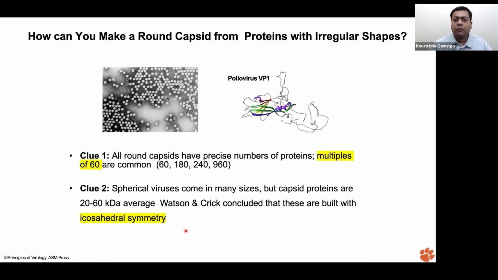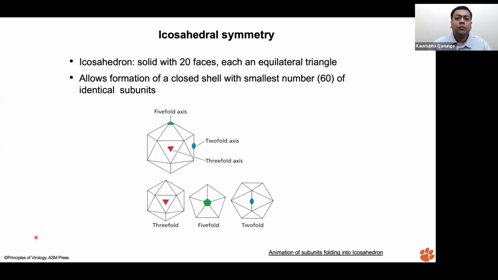So we'll just elaborate this for the rest of the good amount of time. So what is an icosahedral symmetry? The icosahedron is a classic in geometry. It's called a Goldberg polyhedra. It's a solid with 20 faces, each an equilateral triangle. And this allows the formation of a closed shell with the smallest number of 60 identical subunits.